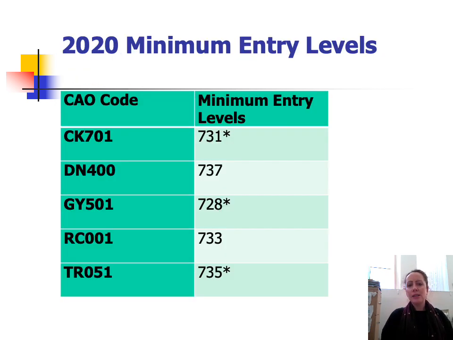So these were the entry level points for medicine for this year. It's based on HPAT points with Leaving Cert points. And as you can see there were some of them which went into random selection, which was for Cork, for example, was 731. And the star there means it went into random selection. So not everybody on those points actually got the course.